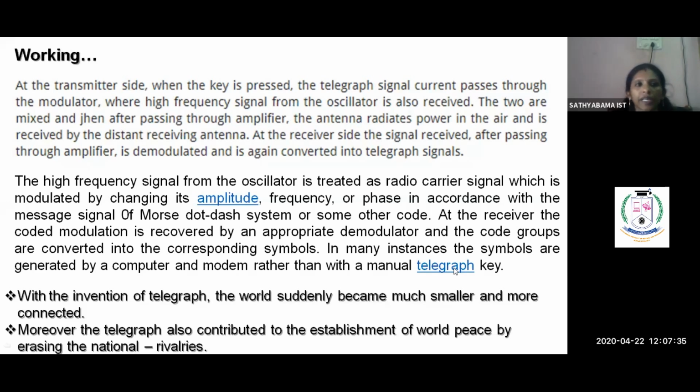So how does this work? At the transmitter side, when the key is pressed, the telegraph signal is passed as electrical signals to the modulator. The modulator modulates the transmitted signal with the high frequency signal from the oscillator, both signals are combined and passed to the transmitter amplifier, which radiates the transmitting signals. The high frequency signal from the oscillator is treated as a radio carrier signal. By changing the amplitude, frequency, or phase in accordance with the message signal depending on the Morse code, we get the signal back.